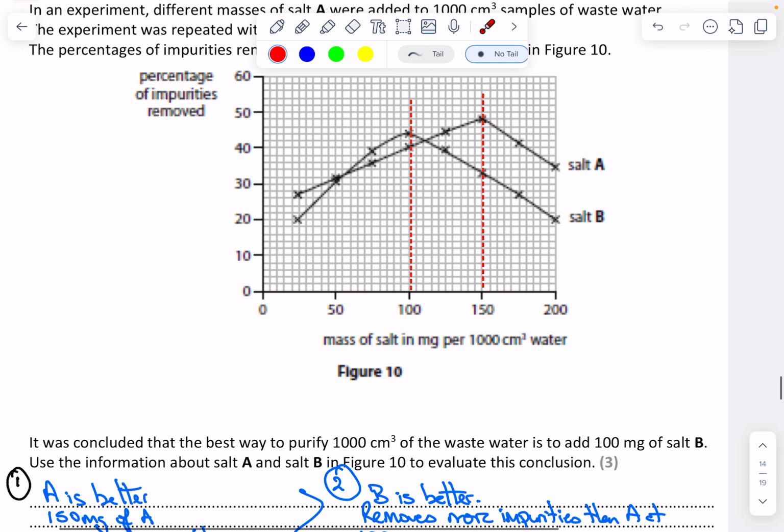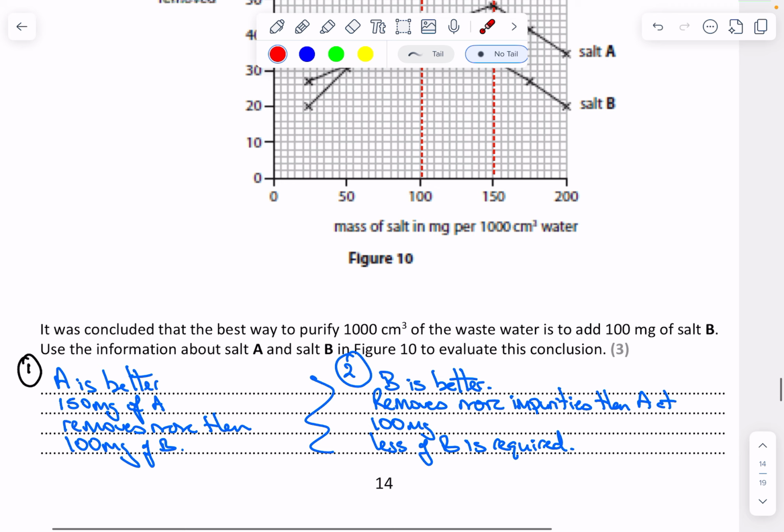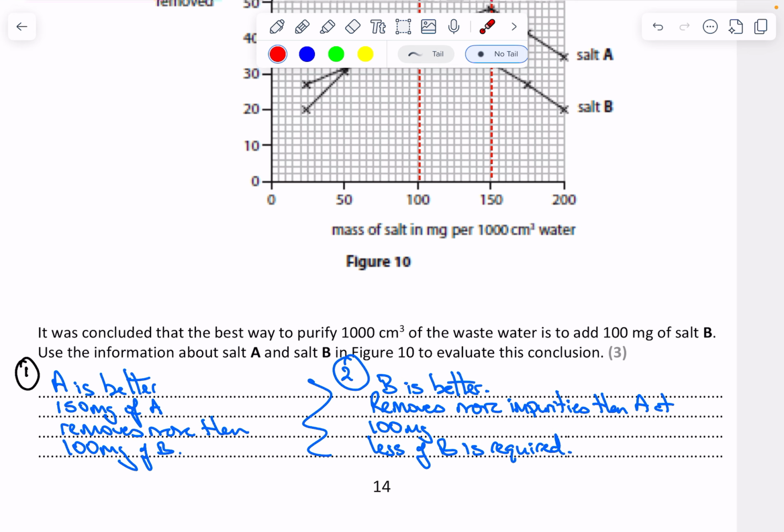So the question wants us to say A or B, which is best. It's suggesting that the best way to purify the water is adding B. So if we have a quick look at this, there's two different answers to this, and either answer is okay. So I've got answer 1, answer 2.